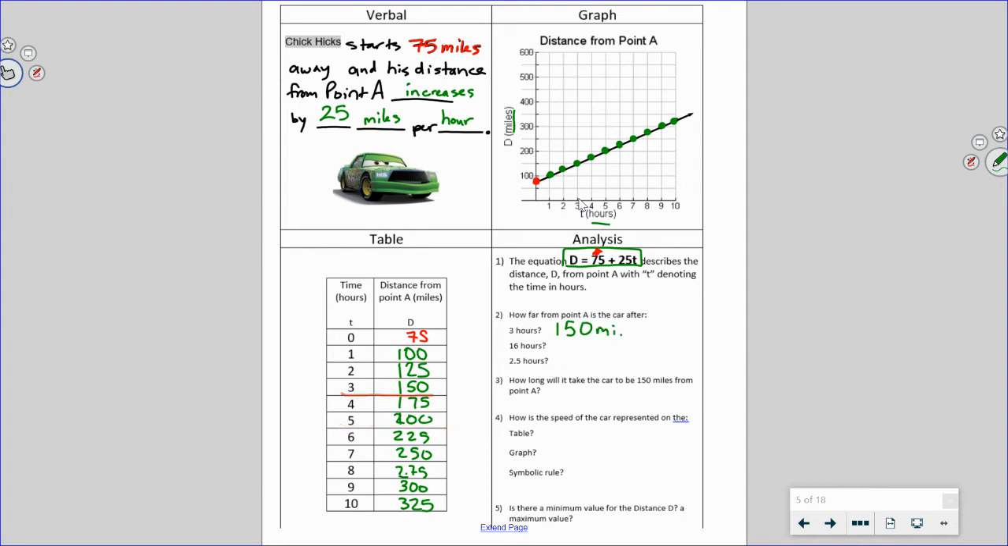How about 16? Yikes. 16 is way off the table. I suppose I could continue, or I could make a bigger graph, but there's got to be a better way. Oh, yeah. We talked about this previously. We could simply use the equation. And now we know what the time is. We'd like 16. So 25 times 16, 400, plus 75, 475.